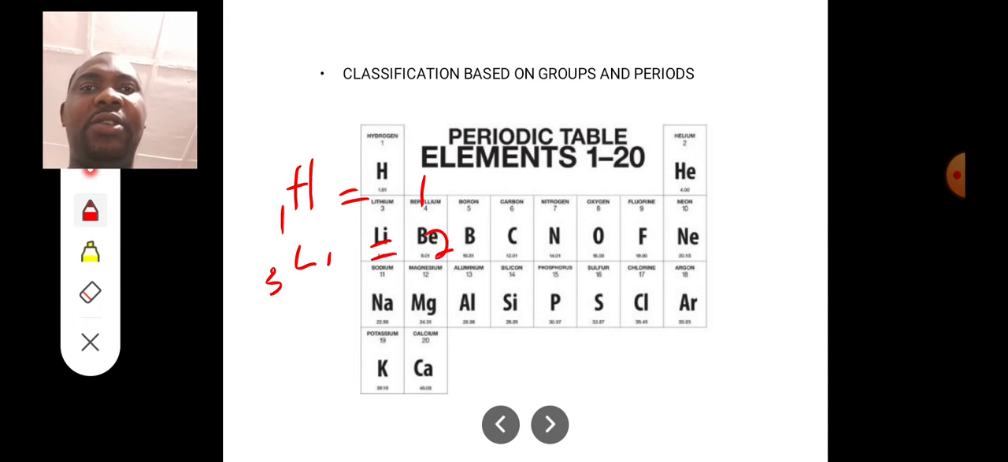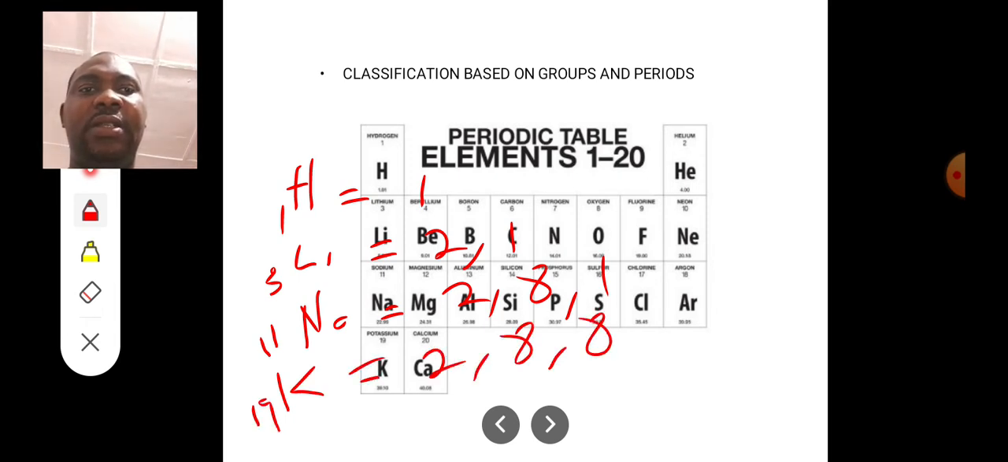The configuration is 2, 1. Look at sodium. Sodium is the 11th element. The configuration is 2, 8, 1. Look at potassium. Potassium is the 19th element. The configuration is 2, 8, 8, 1.